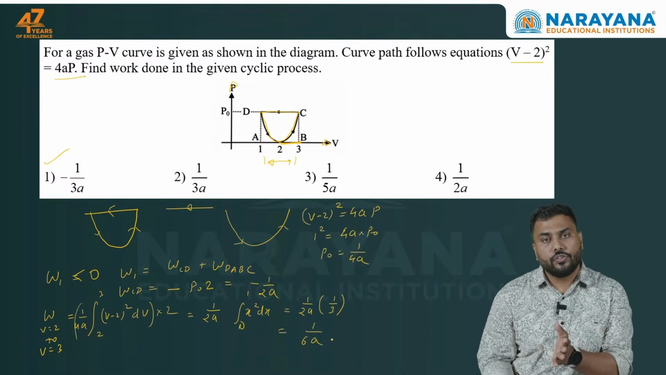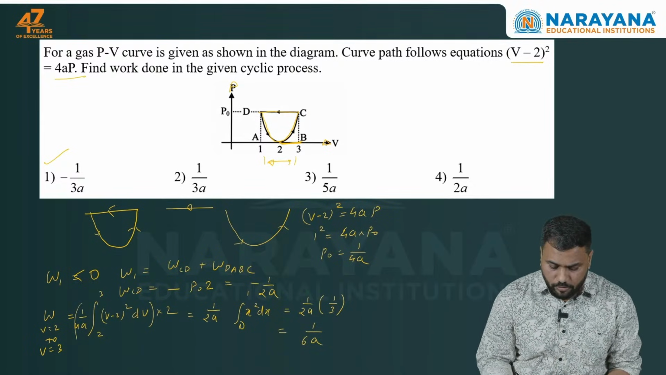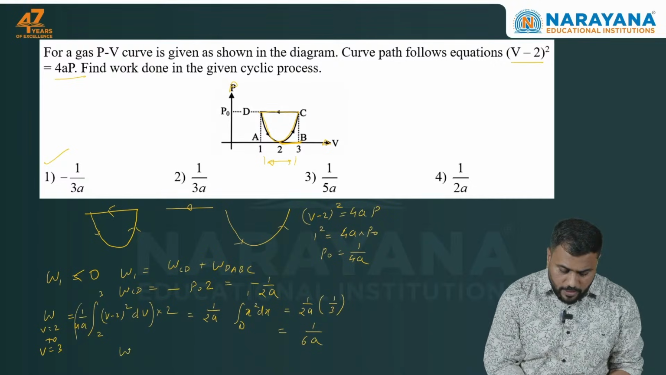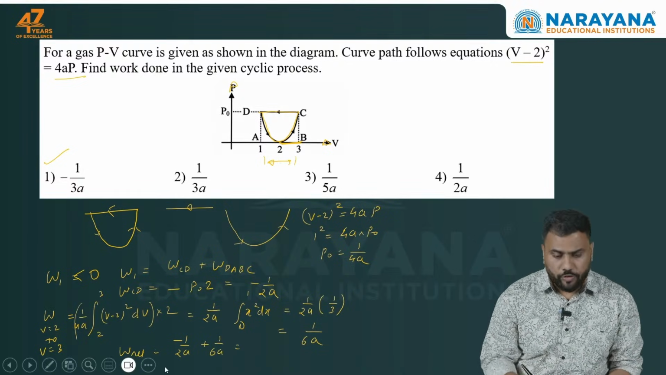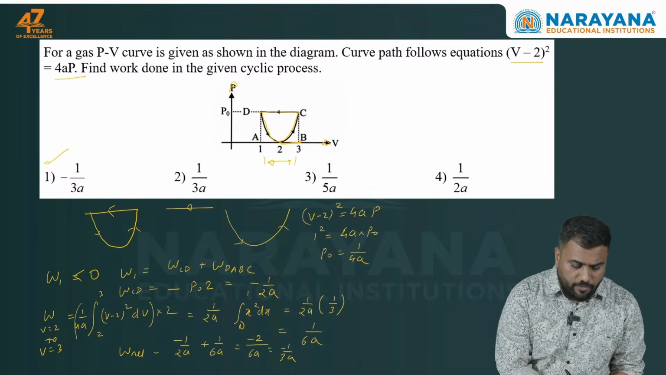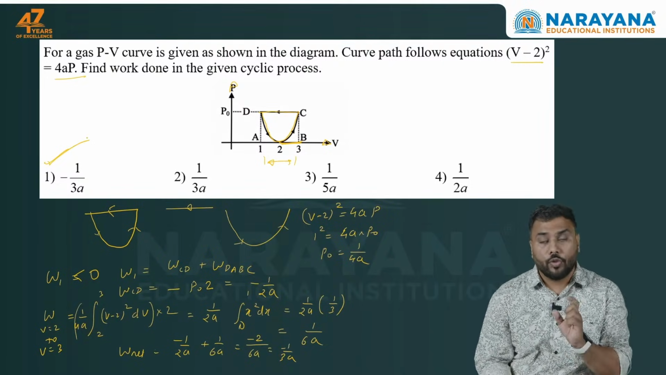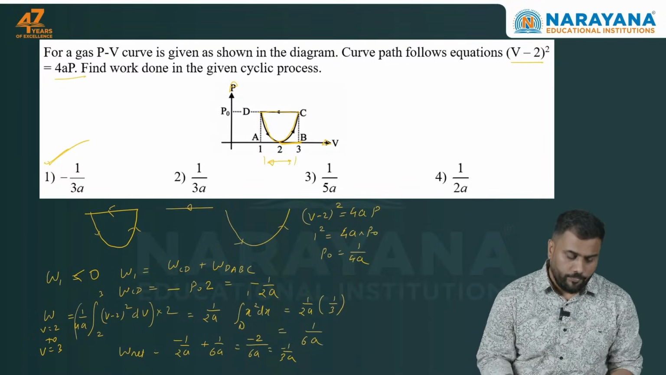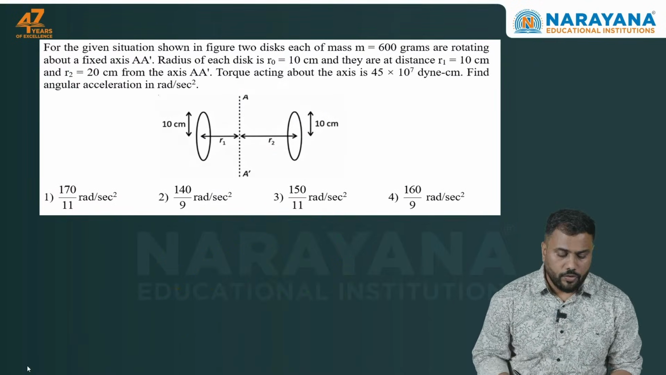So I have the positive region work, and I have the negative region work also. If I add these, the total net work done is minus 1 by 2A plus 1 by 6A. Multiply the first expression by 3 and divide by 3, so it is going to be minus 3 plus 1, that is minus 2 by 6A, that is minus 1 by 3A. As we have already decided, answer 1 should be correct because that is the only option with the negative sign. This is our work done question.